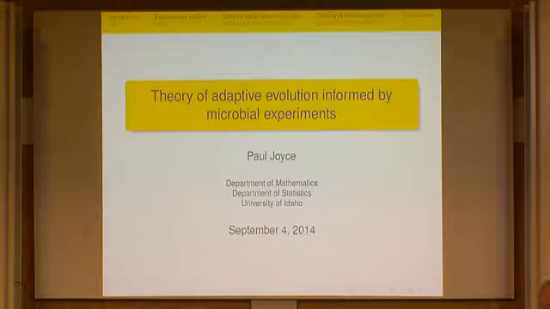We're talking about adaptive evolution, and since there's a lot of ecologists here, adapt does not mean you change your behavior to adapt to the new environment. It means that through mutation and natural selection, a new type emerges that is more fit than the previous type.